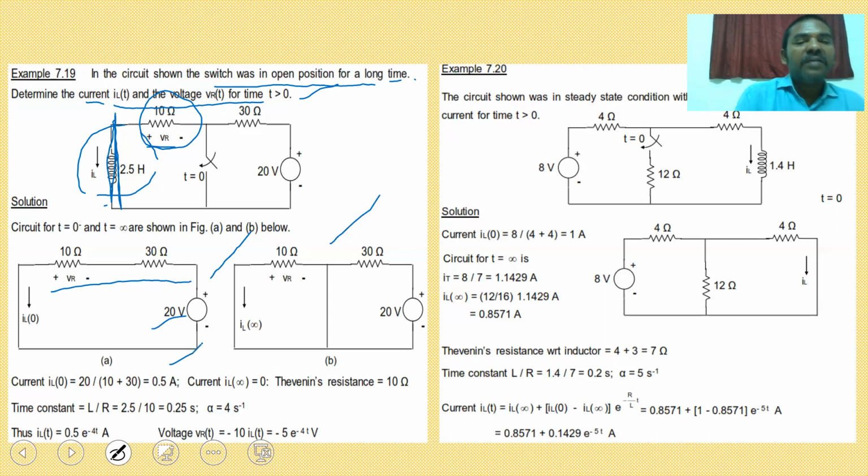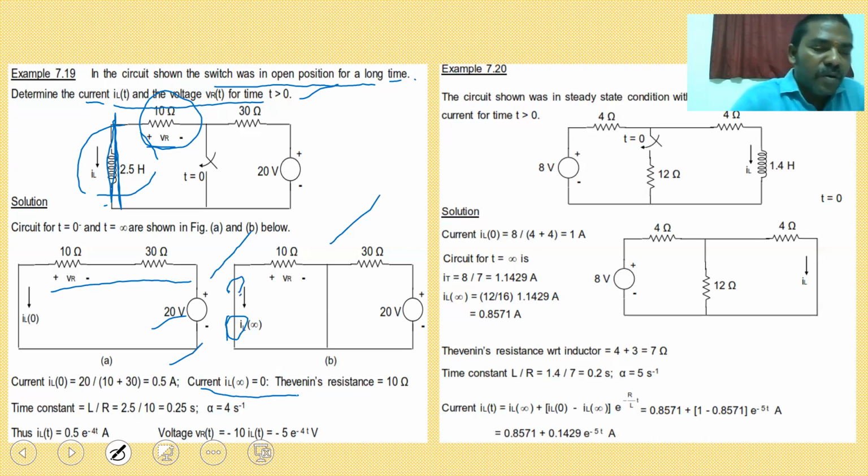0.5 amperes. So next, at t is equal to infinity, the inductor will be open circuited. So for the t greater than 0 condition, if it reaches infinity, the inductor will be open circuited. The inductor current will be 0. So I of 0 is 0.5 amperes. So I of infinity is 0 amperes for the current flowing through the inductor.